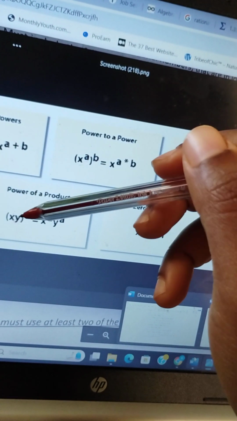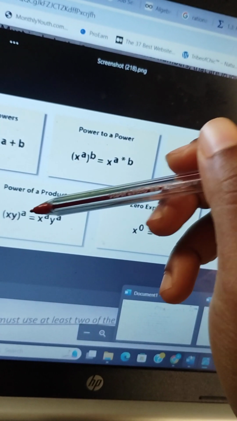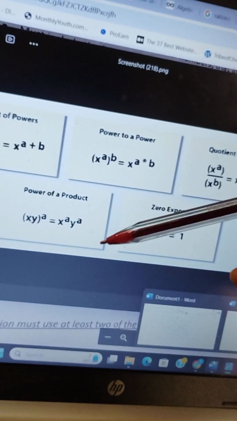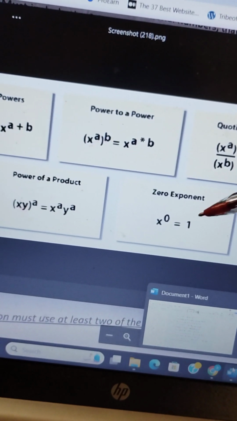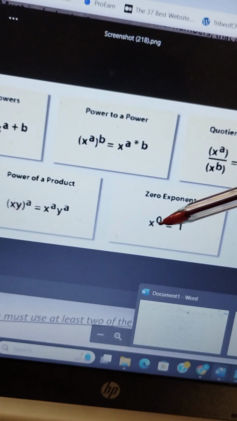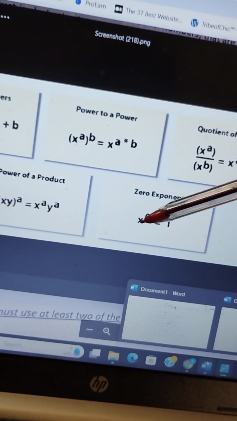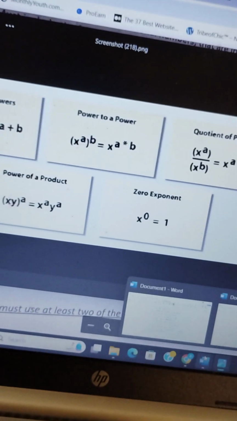But what it's simply saying is that whatever you have in the bracket, if it is raised to a specific power, you multiply each thing in the bracket by that power. I think that's a much easier way to explain it. Whereas the zero exponent, once it is raised to the power of 0, then it always equals 1. So even if this is 4 raised to the power of 0, 1. 3 raised to the power of 0, 1.